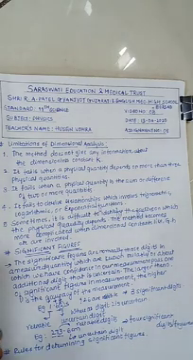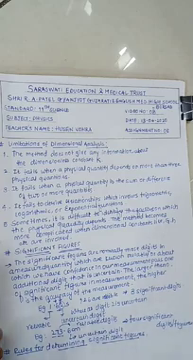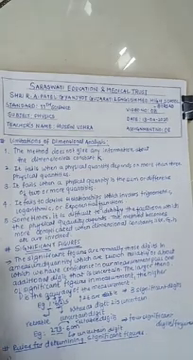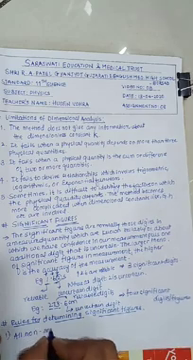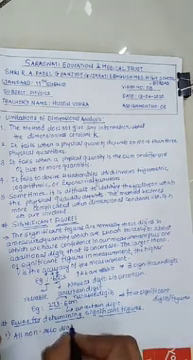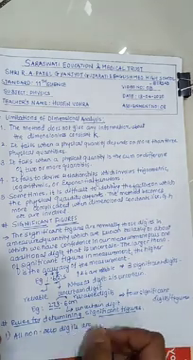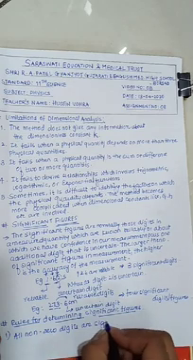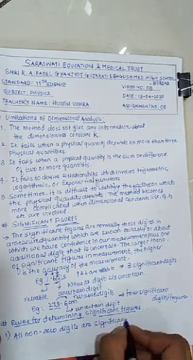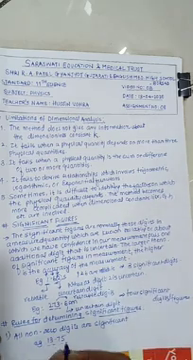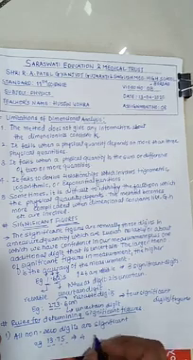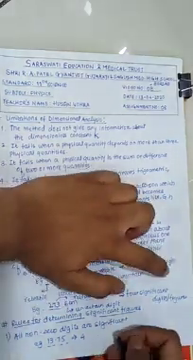Clear? The very first rule for determining significant figures is all non-zero digits are significant. Suppose you are taking an example 13.75. Here all digits are non-zero. How many digits? 1, 2, 3, 4. So how many significant figures? 4 significant figures.